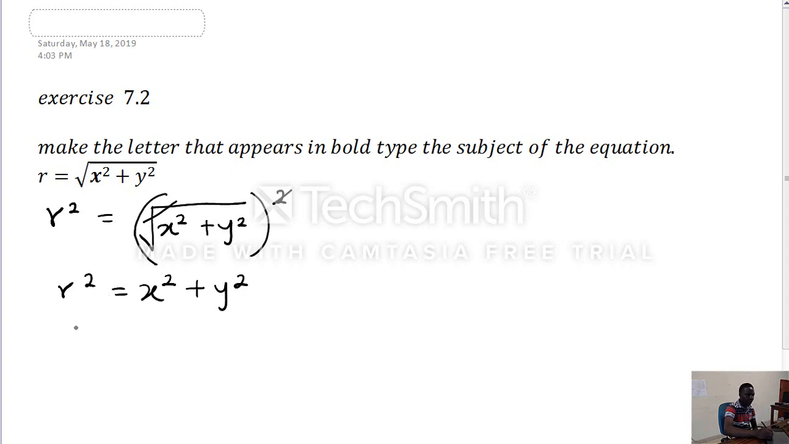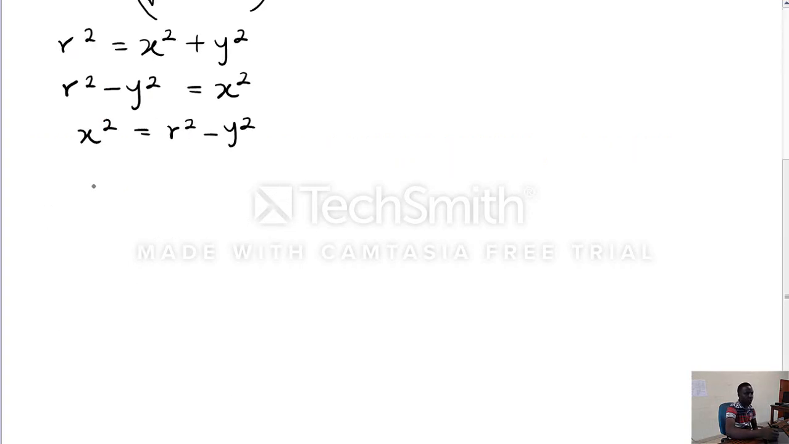So I'm going to subtract y squared from both sides, leaving us with r squared minus y squared is equal to x squared. Successfully, I have been able to move y squared to the other side of the equation, and I can still rewrite this as x squared is equal to r squared minus y squared, since both sides of the equation are equal. What I will do next is to make x the subject of the formula.